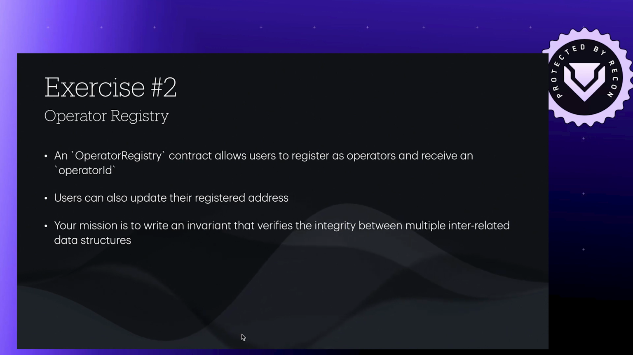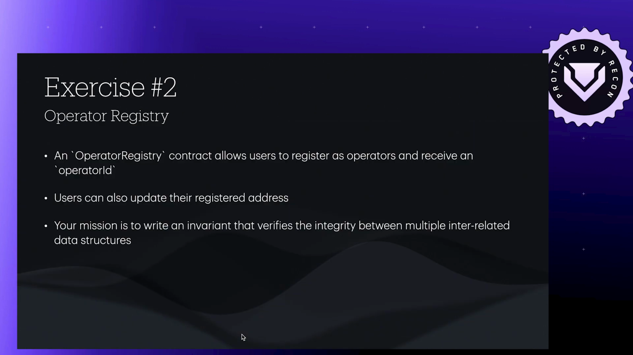Well, here in this one, we've got this operator registry contract, right? And this just allows users to register as operators, and they get an operator ID. Beautiful. And users can also update their registered address. And so what do we need to do? We just have to write an invariant to verify the integrity, right? The idea here is that an address can only have one operator ID. An operator ID can only belong to one address. There's a uniqueness invariant that has to apply.